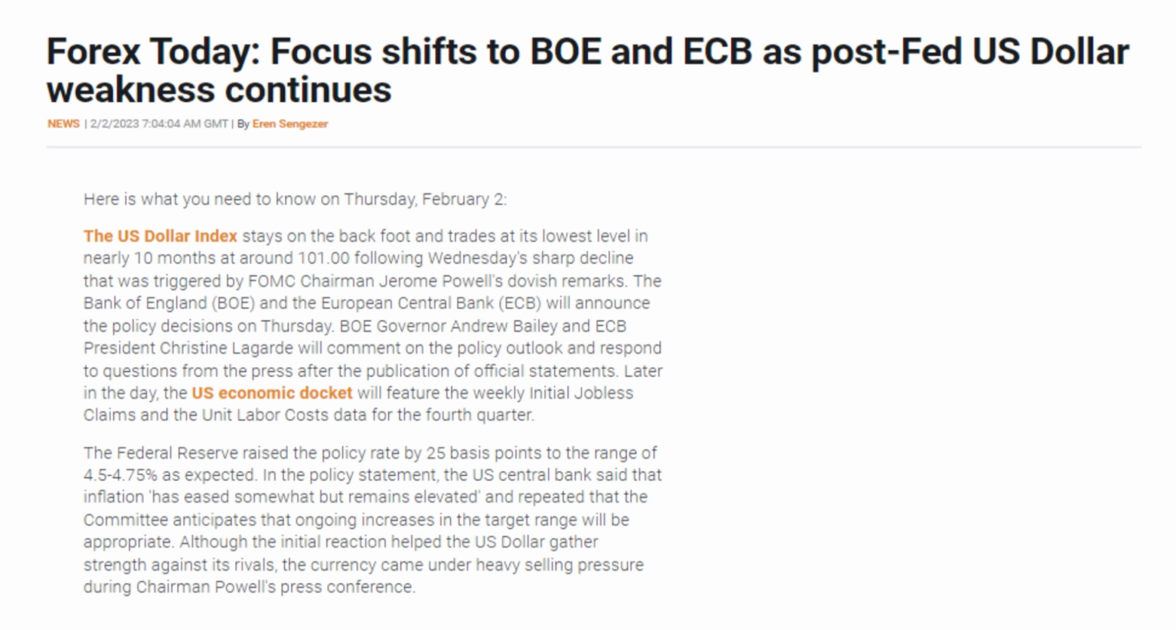The Federal Reserve raised the policy rate by 25 basis points to the range of 4.5 to 4.75% as expected. In the policy statement, the U.S. Central Bank said that inflation has eased somewhat but remains elevated and repeated that the committee anticipates that ongoing increases in the target range will be appropriate. Although the initial reaction helped the U.S. dollar gather strength against its rivals, the currency came under heavy selling pressure during Chairman Powell's press conference.